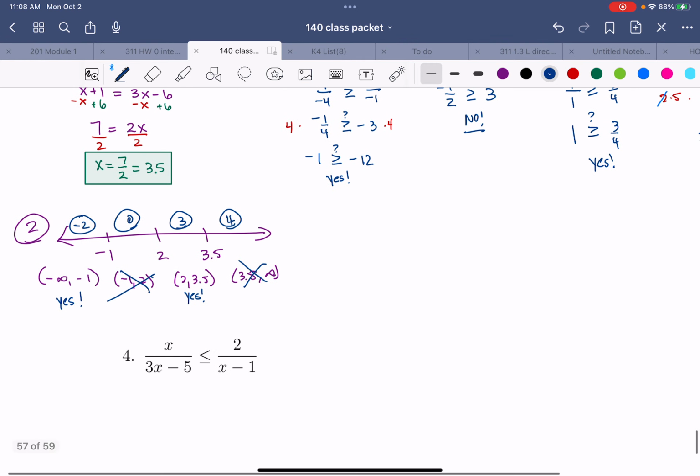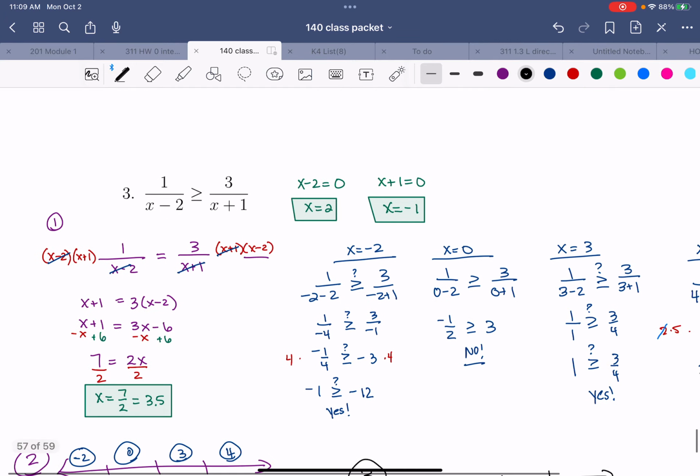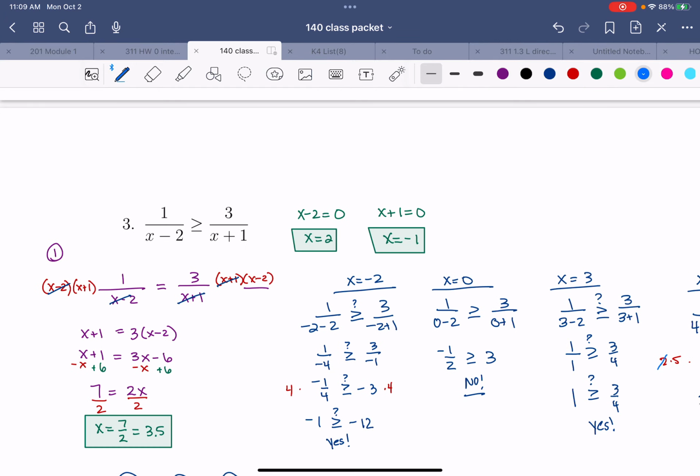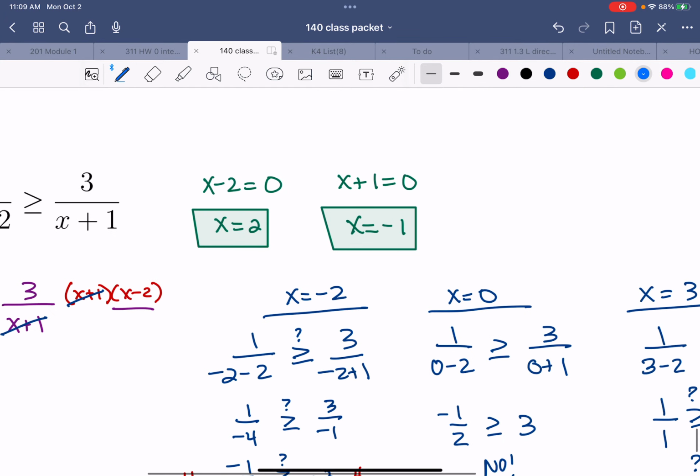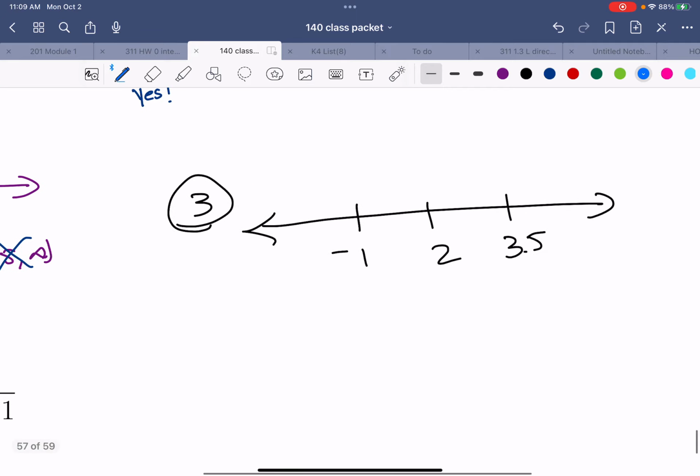Okay, and then our last step is to go ahead and write out our solution. So I'm going to do my number line, and I've got -1, 2, and 3.5. Okay, let's start with our endpoints. When I go up here, there's these green numbers. Remember, those were 2 points that weren't going to work. So -2 and -1 and 2, I have to put open circles around because those points don't work.